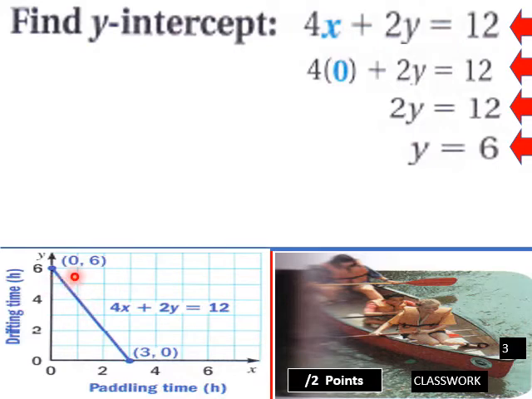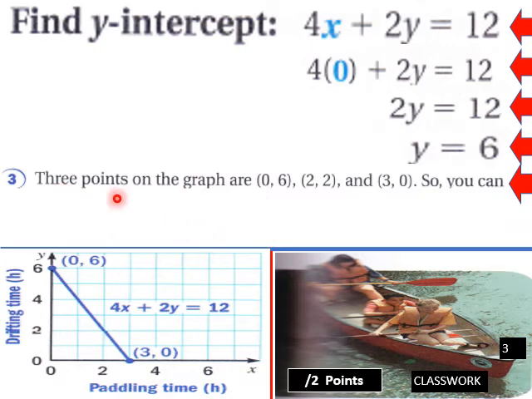So when our paddling time is 0, our drifting time will be 6 hours. And when we paddle the whole time and don't drift, we'll cover that distance in 3 hours. How do we sum that up? We have 3 points on the graph: 0, 6, which is here, and 3, 0. So here are our 3 points. We also have another point at 2, 2 on this line.